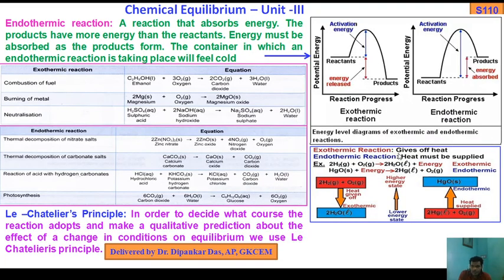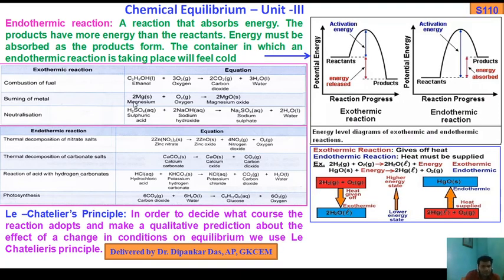An exothermic reaction gives off heat, as I already told you. In an endothermic reaction, heat must be supplied. Okay. Now, 2H2 gas plus O2 gas gives 2H2O liquid plus energy, which is exothermic, going from higher energy to lower energy. Mercury oxide plus energy gives 2Hg liquid plus O2 gas. Here heat is supplied to HgO, and that is an endothermic reaction.